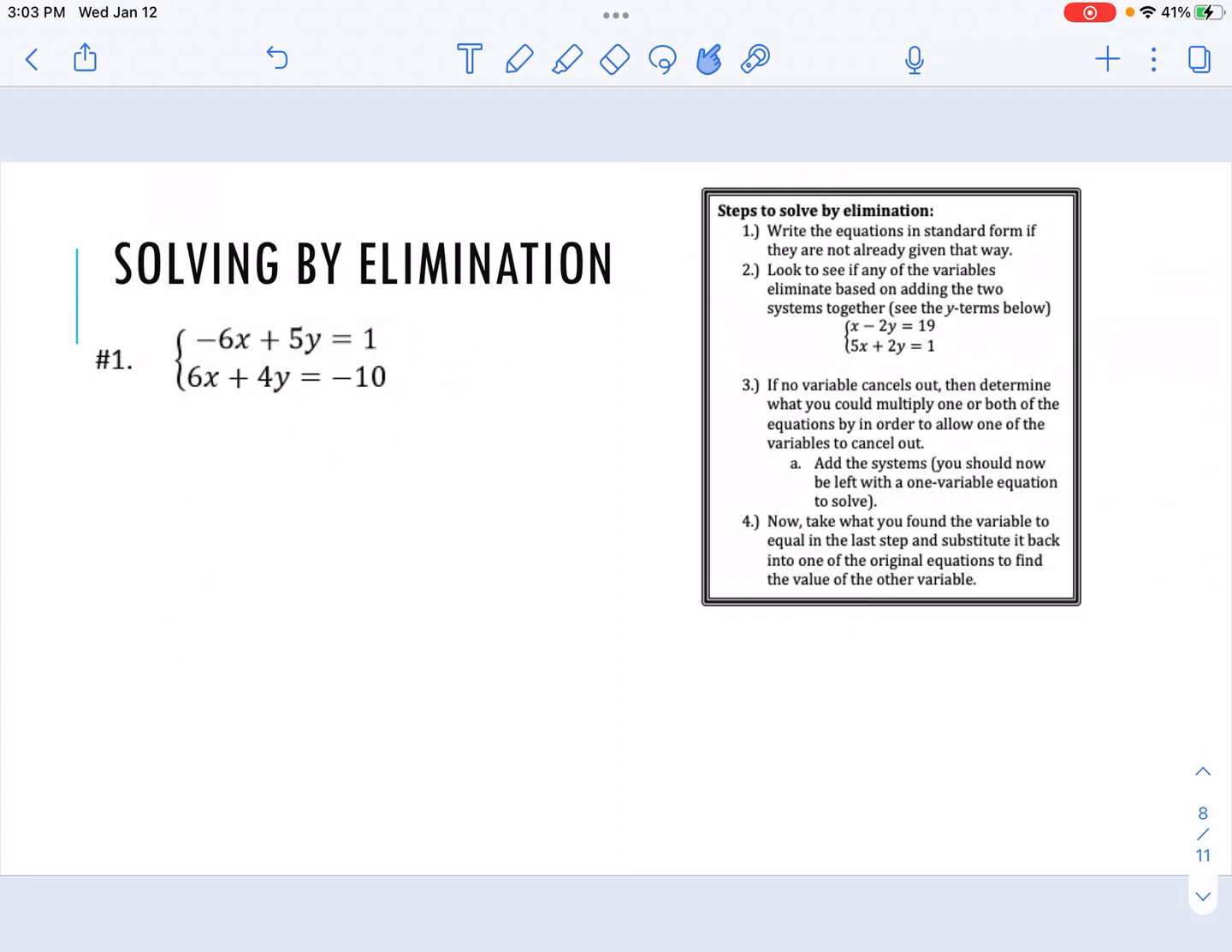The last and final examples we're going to look at are solving by elimination. Now, elimination is a little bit trickier. All right. There are some helpful steps here for solving by elimination. In the simplest of words, though, we do want to make sure that both equations are written in standard form, and we're really going to look to see if we can determine any opposite coefficients.